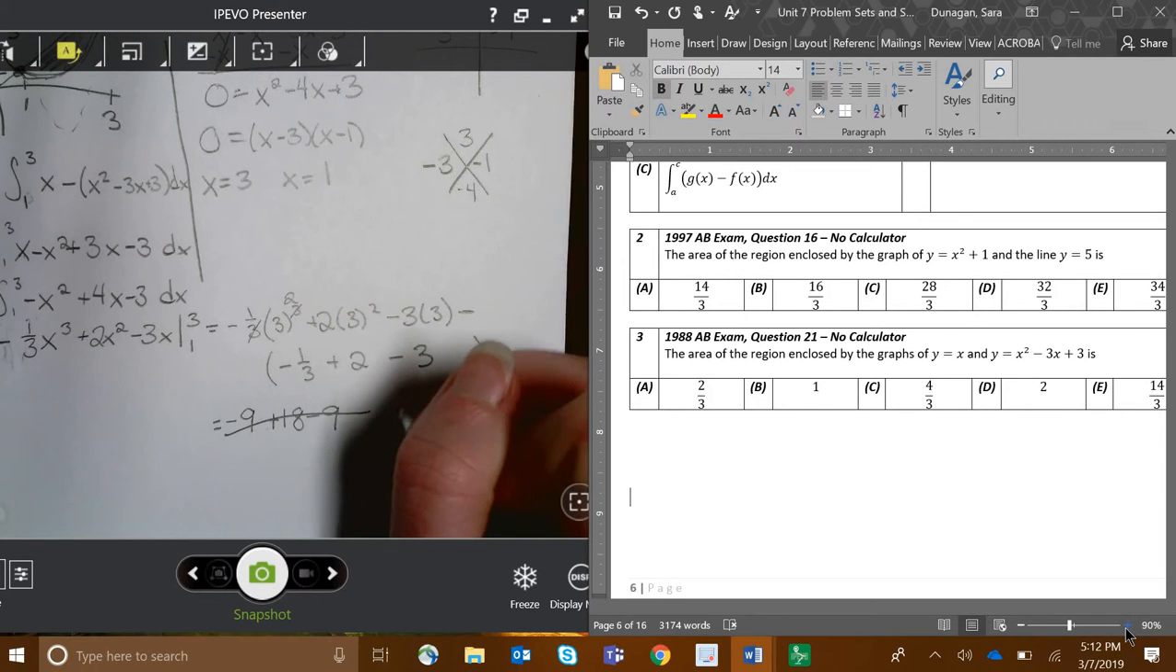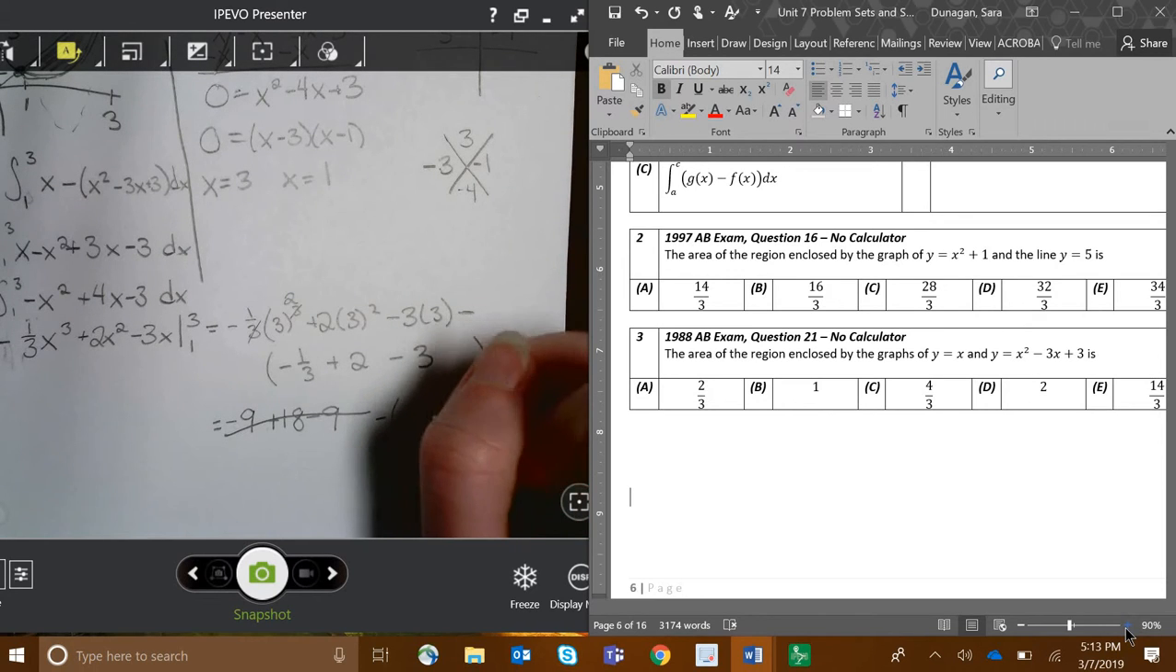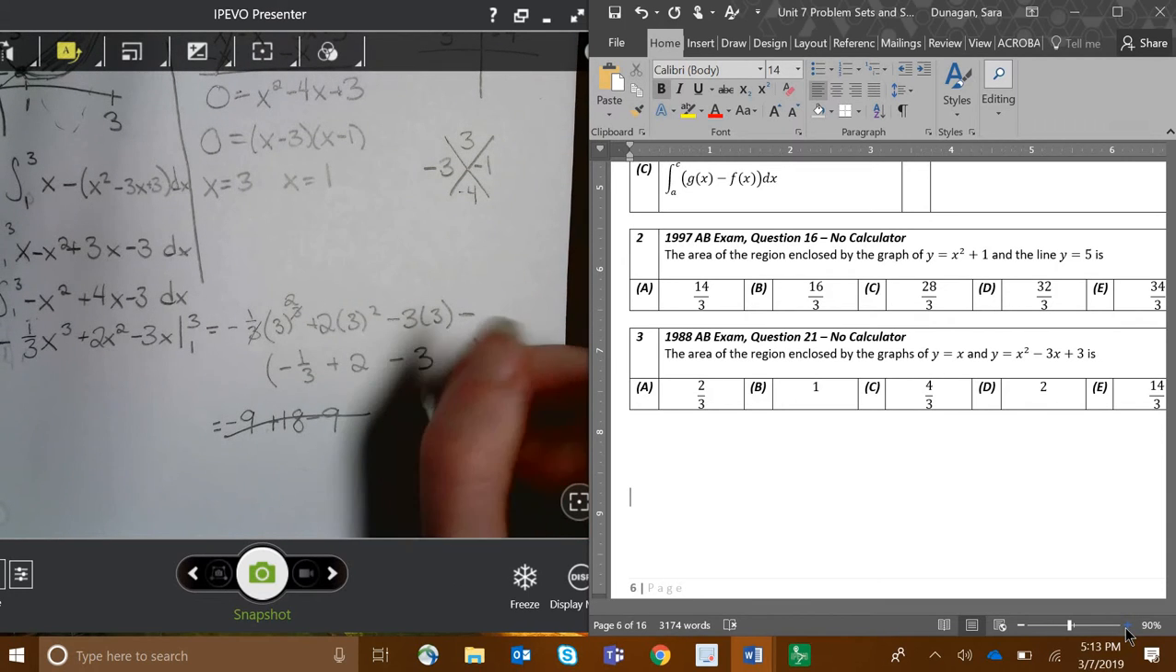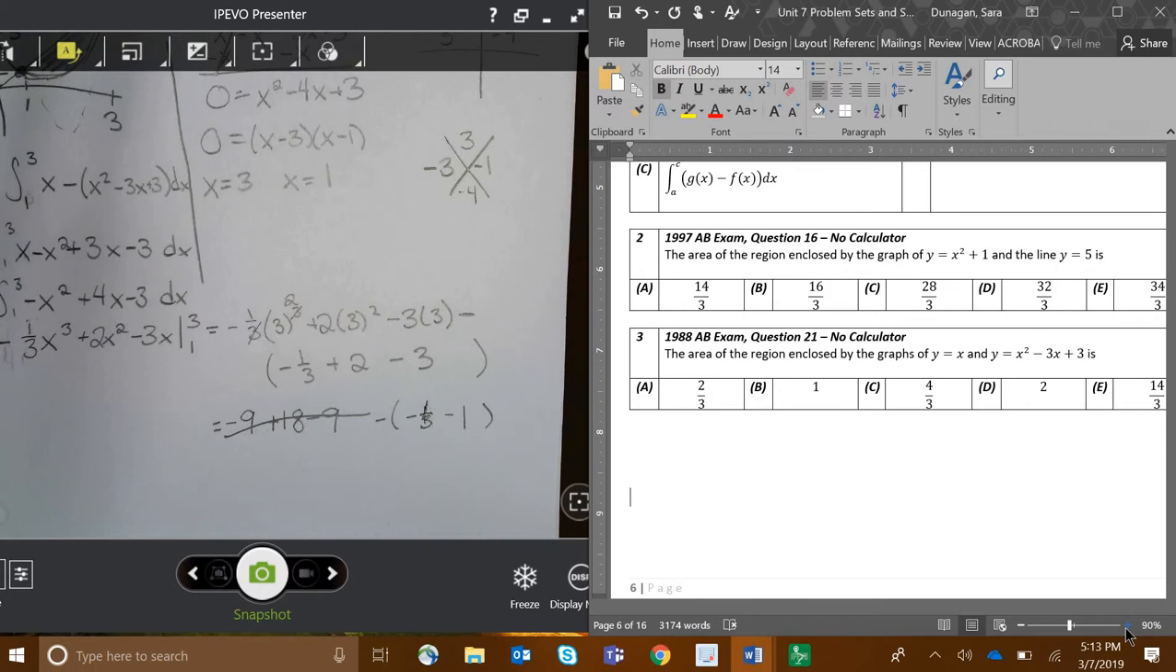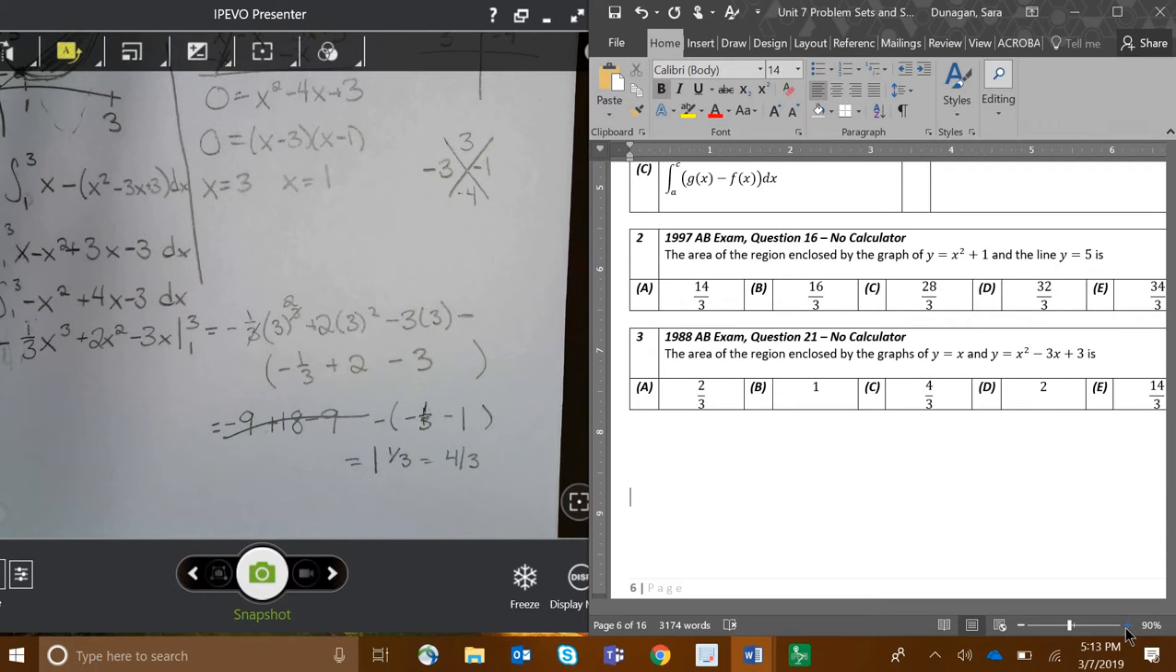Now I have minus, and I have a negative 1/3 and a plus 2 minus 3, so I have a negative 1/3. That's supposed to be 1/3 minus 1. That negative is going to cancel all those out, so this is just 1 and 1/3, or 4/3. So just work through it a chunk at a time. So yeah, it should have been C.